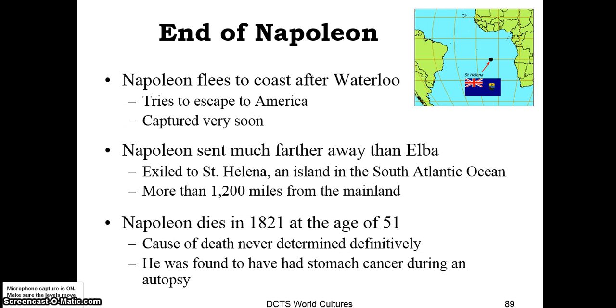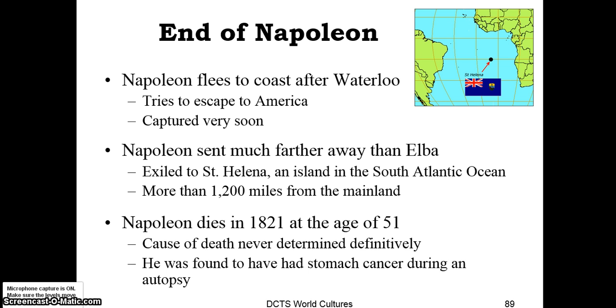And lastly, the end of Napoleon. He flees to the coast after Waterloo, and he tries to escape to America. However, he's captured very soon after. He's sent much further away than Elba, so this way there will be no possible way that he will know what's going on in France. He's exiled to St. Helena, an island in the South Atlantic Ocean. As you can see, it's off the coast of Africa.